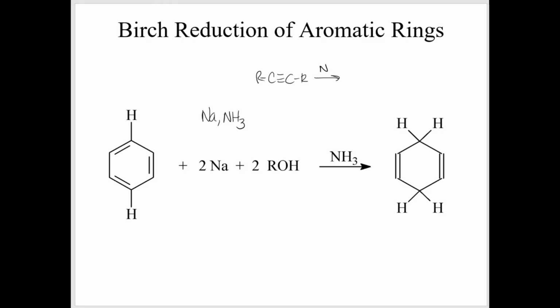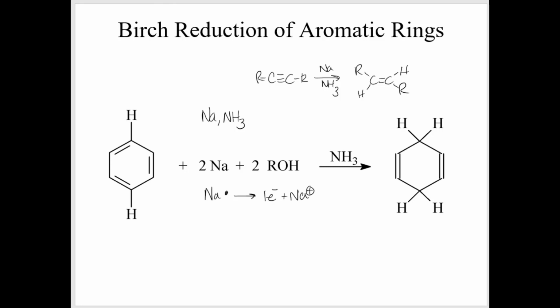We used Na in NH3, sodium and liquid ammonia, to form the trans alkene. The cis alkene was made with the Lindlar catalyst, so we made the trans alkene. Remember also, I'll review here, that sodium metal has one unpaired electron. When you put sodium in liquid ammonia, it loses that unpaired electron, so that basically you make a solvated electron and a sodium cation. So that's what the mechanism of this is going to be.